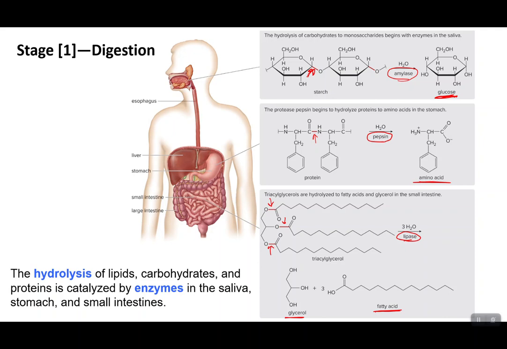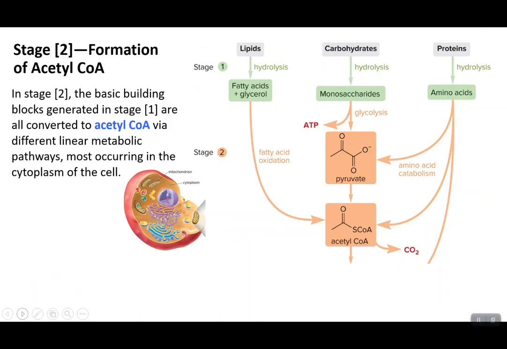All right. So that is stage 1. Again, the purpose of stage 1 is to take these very large complex molecules and break them down into its basic building blocks in order for them to be absorbed into the body and into the circulatory system so that they can reach the tissues where they need to be. So once they reach the tissues where they are needed, they're going to enter the cells that are in those tissues.